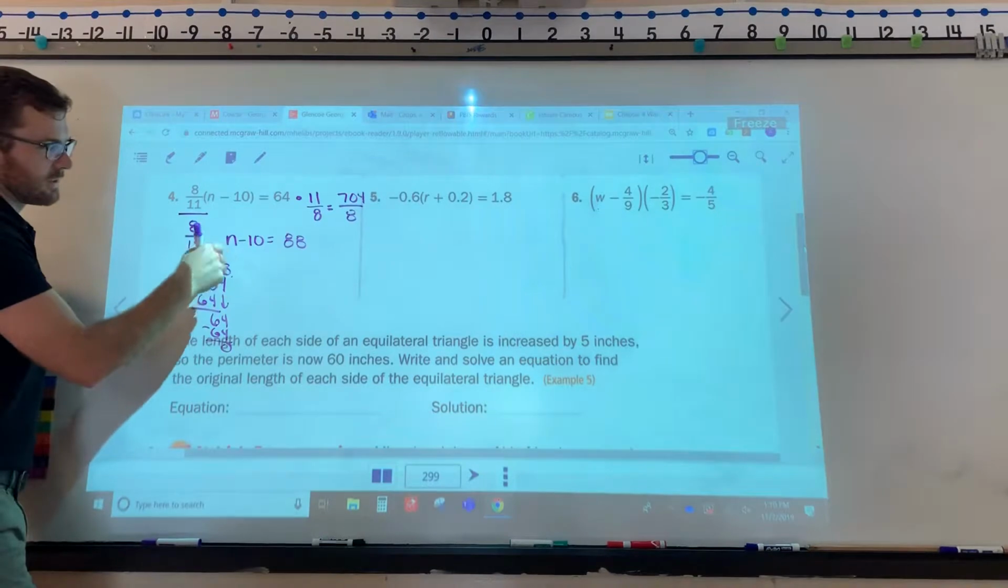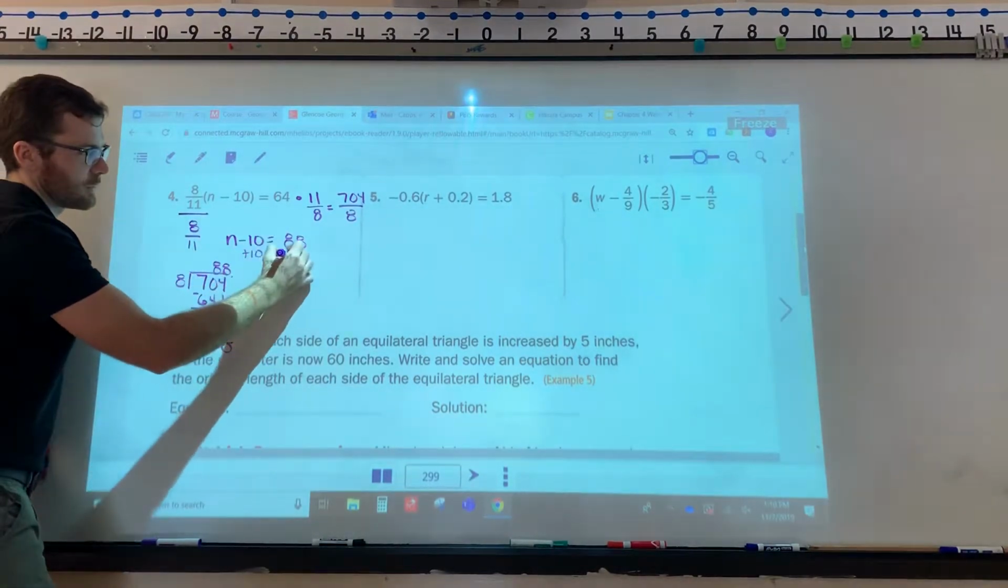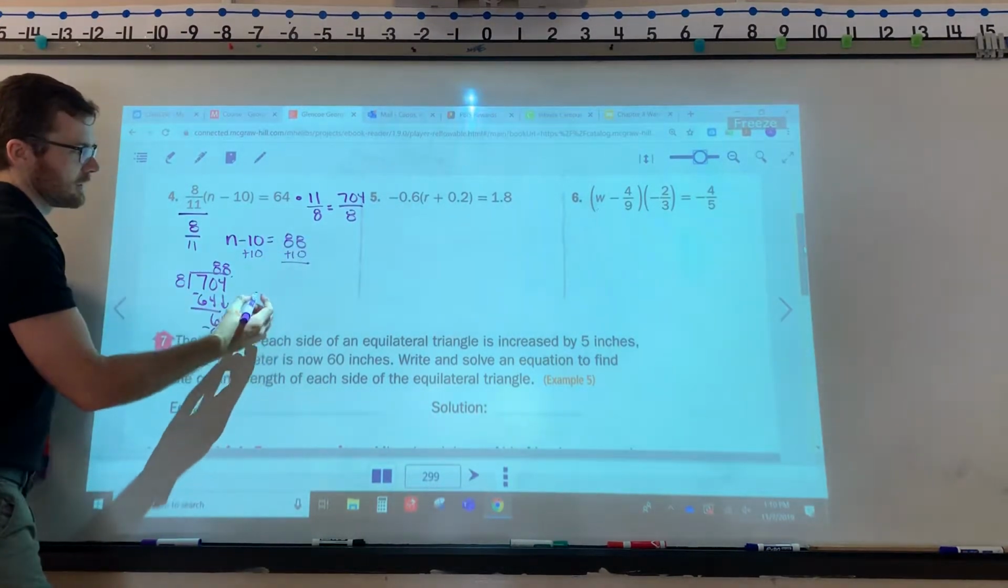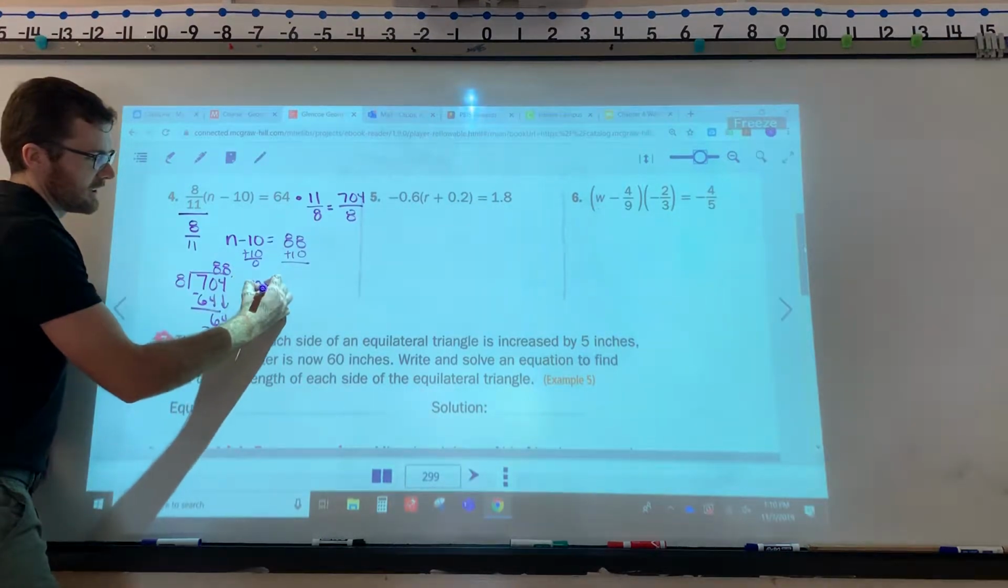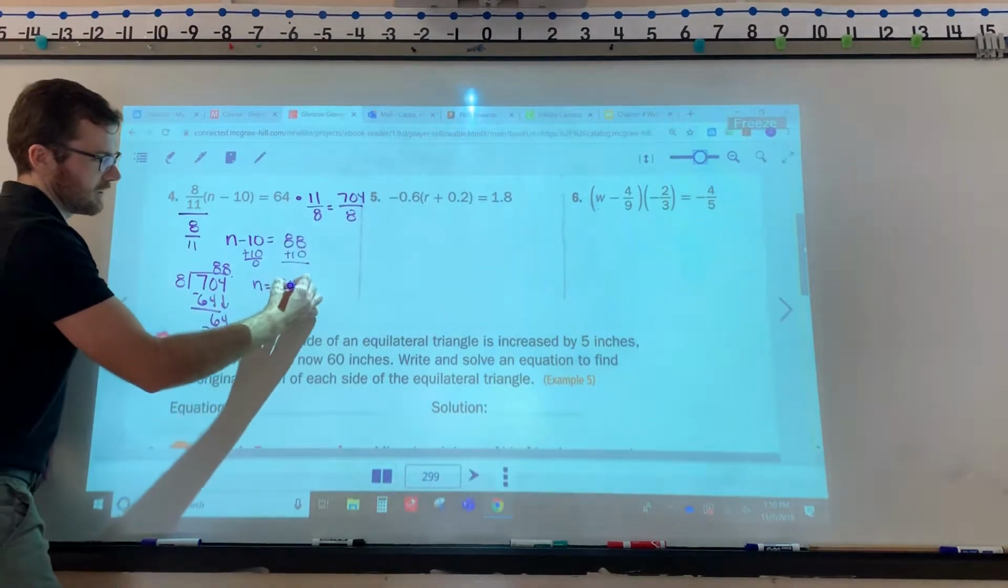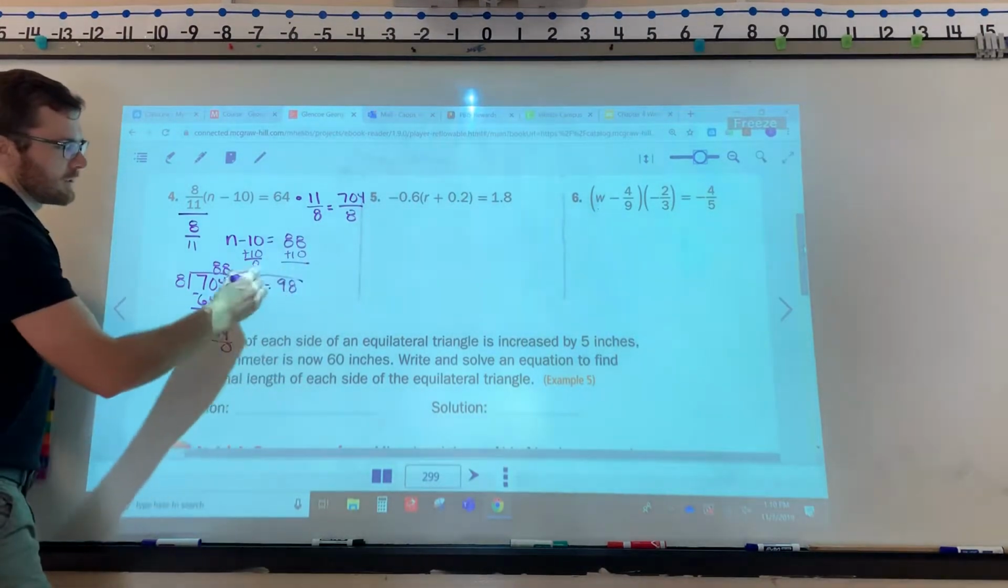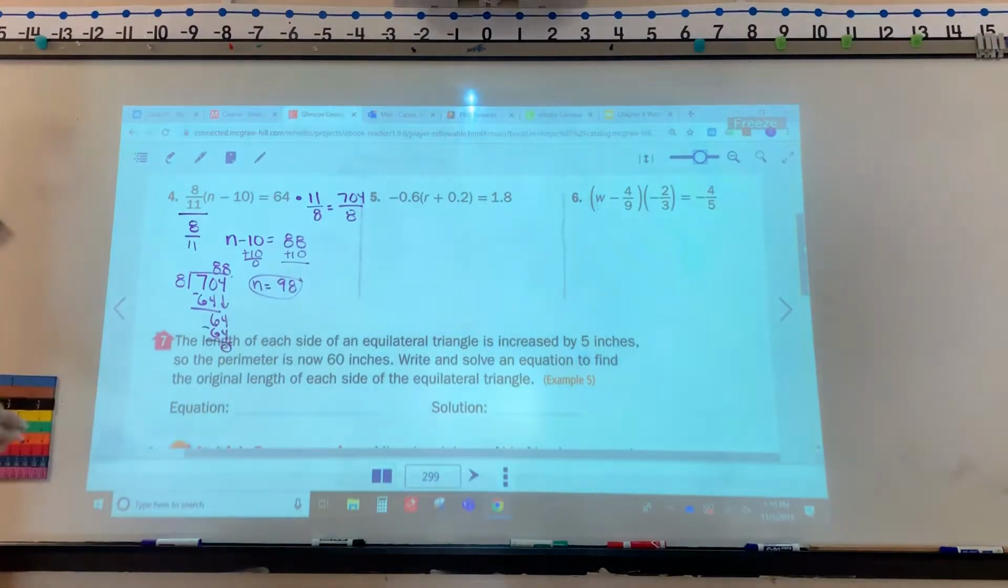To get the n by itself, I have to add 10 to both sides. This just becomes 0. Now I've got n over here and 98 over here. So n equals 98 is that one.